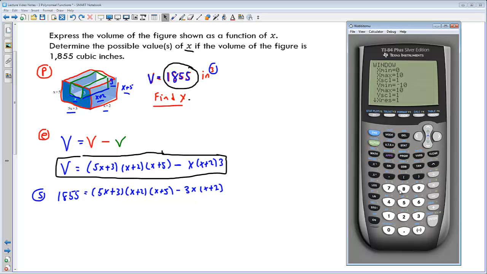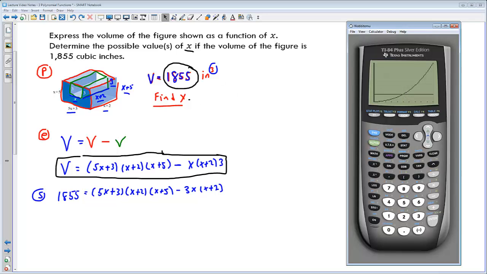For 0 to 10, I do not know what the outputs are necessarily going to be, so I'm going to hit zoom and do zoom fit. Remember what that does: it fits the outputs to the given inputs we put in. So just hit enter on zoom fit, and let's see what kind of graph we get. This is the graph of the formula on the right, and then we should see the 1,855 come across, and where they meet is the answer for x. So let's copy this down.